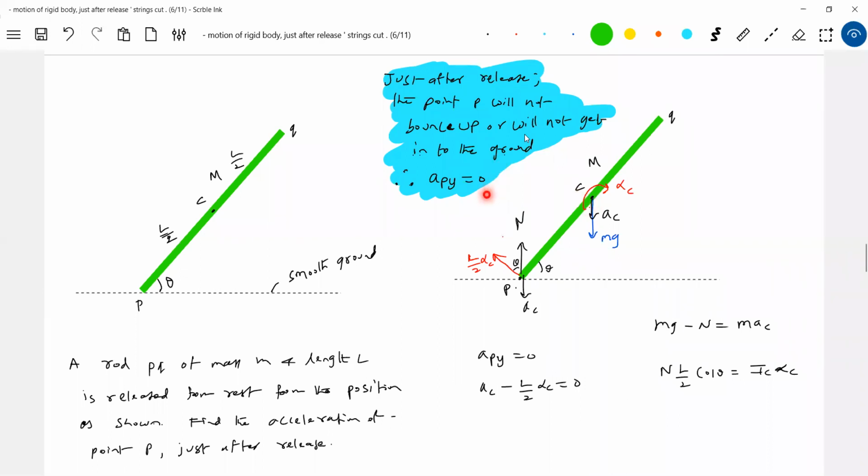Sir, it's L by 2 alpha C cos theta, no, sir? I didn't write. Yeah, this one. Cos theta. Yeah, fine. Should be equal to 0.